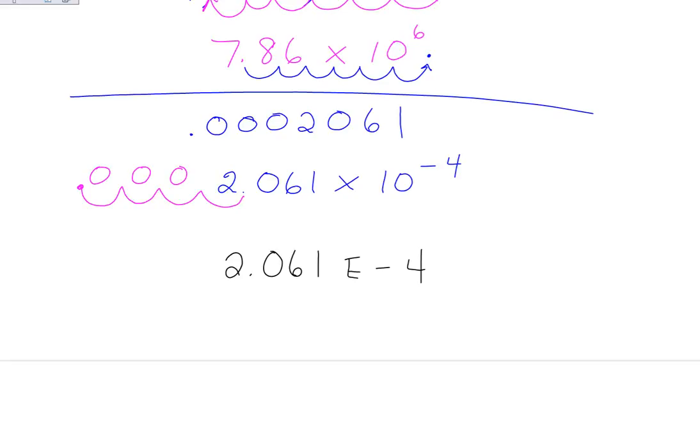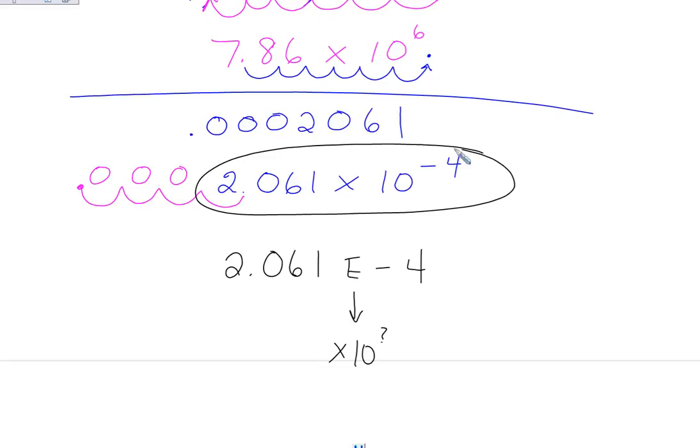That E, that means times 10 to the what? And then after the E, the -4, that's the exponent. So if you had this on your calculator, you would want to write this as your final answer on a test or quiz. If you leave that E in there, you will lose half a point. Again, that's calculator language. That's not proper scientific notation.